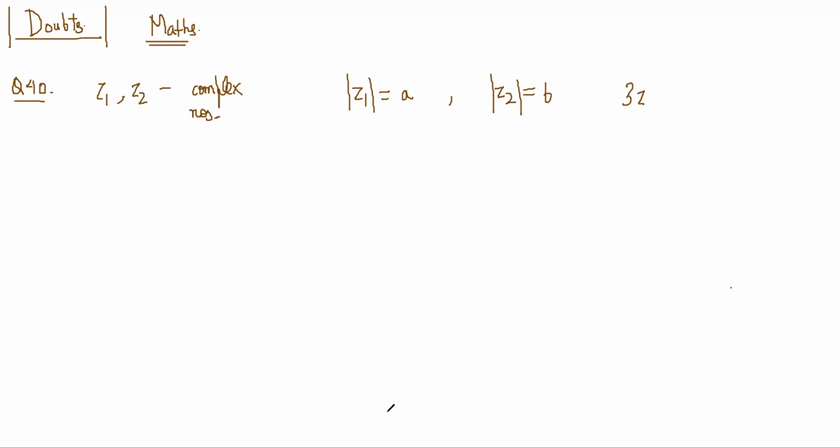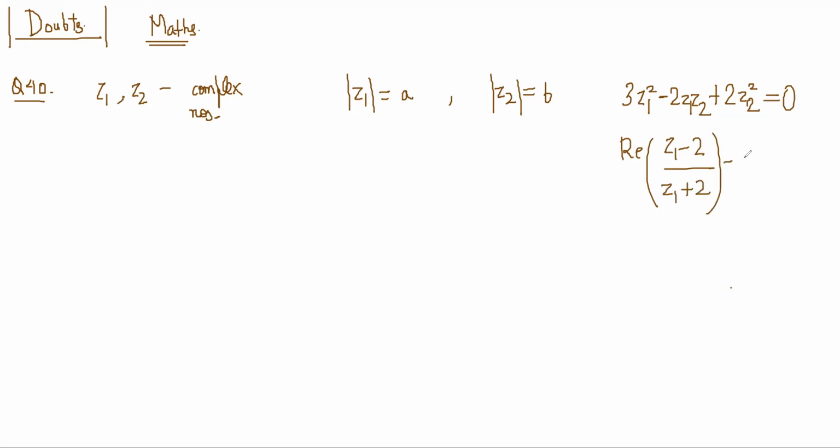So I have a doubt about the question itself. If it is 5Z1 square, then how will it come? Ideally, it should be this, dude. Yes, sir, but I solved with the 5 version. Then the answer would not be coming. No, that's because there's a typing mistake. And also, real part of this is 0. Also, real part of (Z1 minus 2) by (Z1 plus 2) is equal to 0.